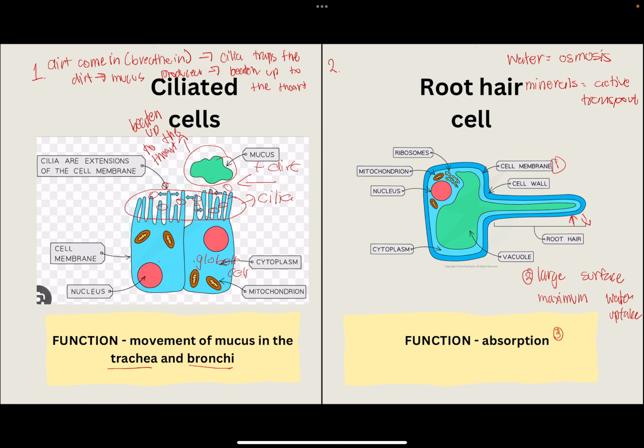And third, it also has extensions, though it's not shown in this diagram. We can call this the root hair extension. This long extension will allow the roots to go deeper to find water or minerals, whatever is needed at the moment by the root. So these first two cells are cleared out. Now let's go to the next cells.